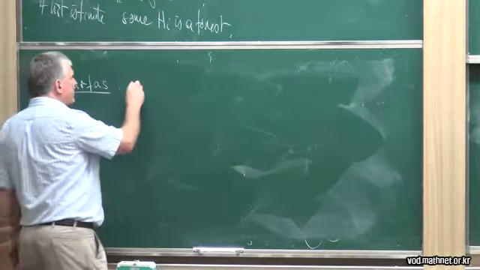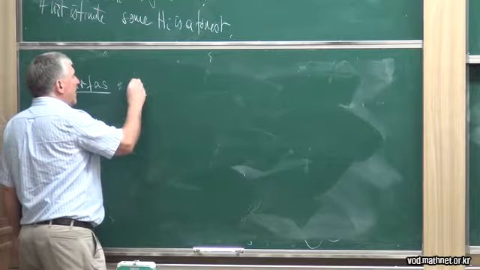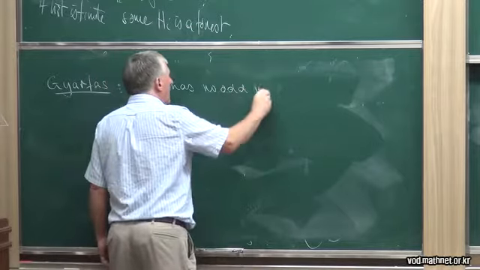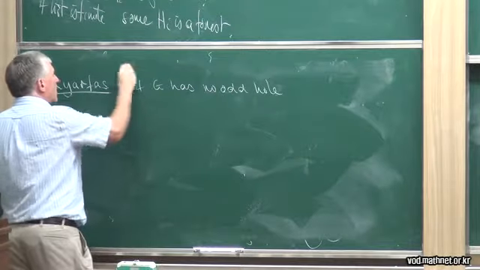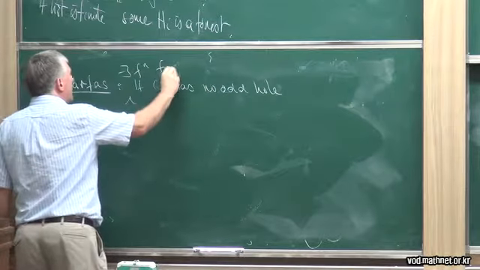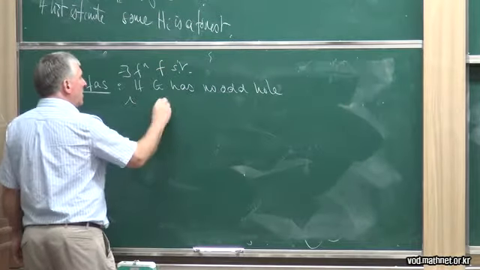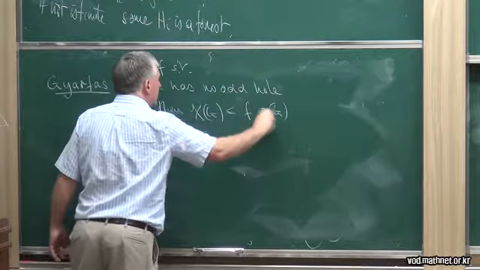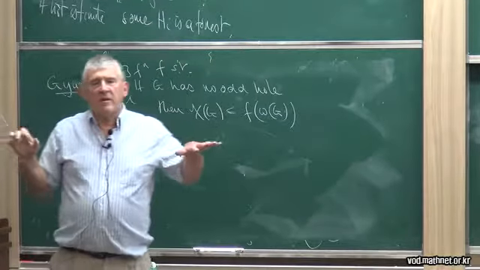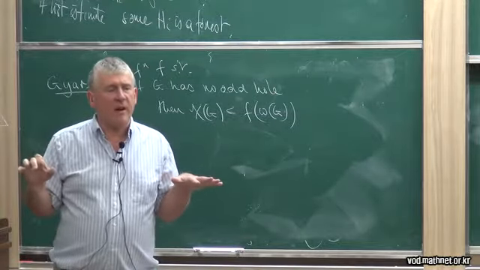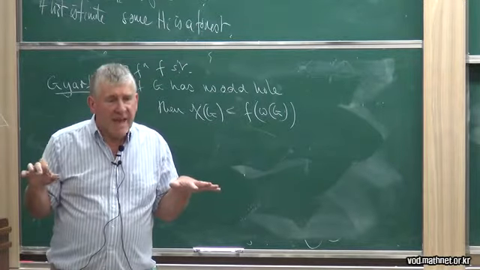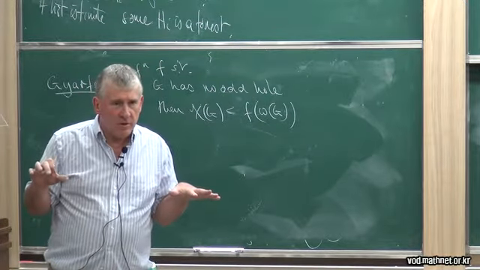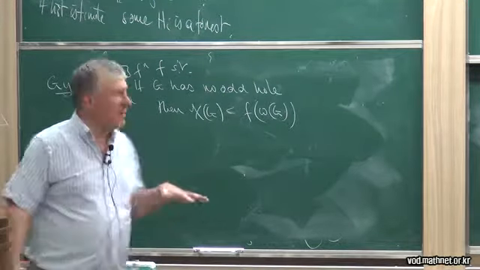If G has no odd hole, so there exists a function f such that if G has no odd hole, then the chromatic number of G is at most f of the clique number of G. So in other words, if you just exclude odd holes, you get a bound on the chromatic number. If you exclude odd holes and odd antiholes, then chromatic number equals clique number. But if you just exclude odd holes, then at least you get a bound on the chromatic number in terms of clique number.